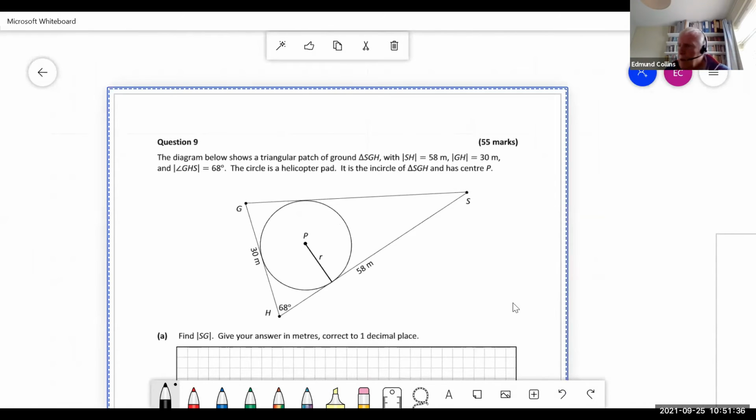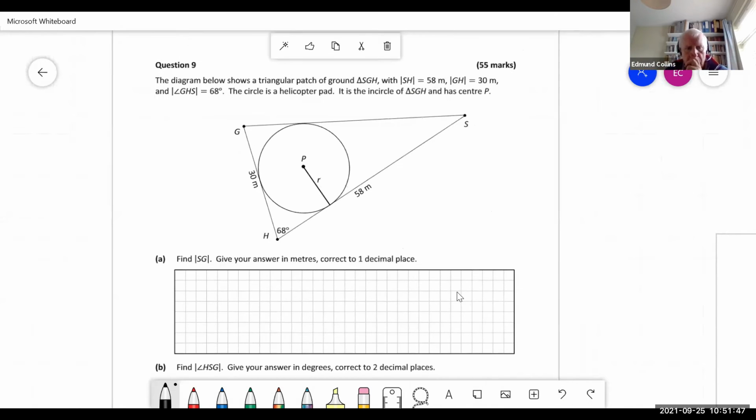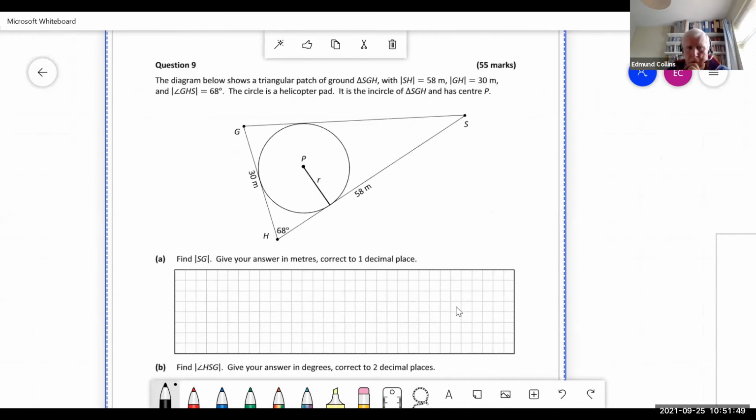Now, this second question isn't as easy, but a lot of what we've been looking at comes up in this question. So it's back from 2019, paper 2, question 9. So is that visible, Eamon? Yeah. It is, Ed. Yeah. Thanks.